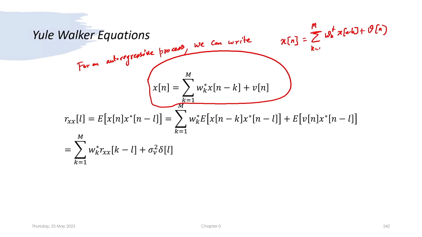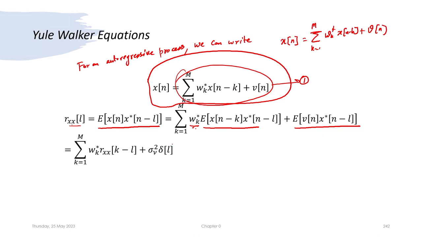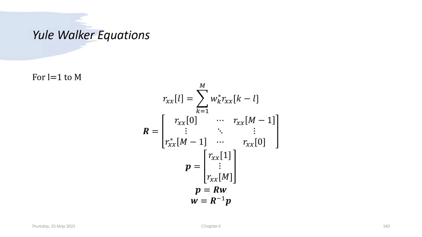Now, we want to calculate the autocorrelation function of the autoregressive process. We have done this earlier, so let us quickly do that. We want to calculate Rxx(l), the autocorrelation function at lag l. This is the definition of the autocorrelation function. If we replace xn with equation 1, the wk's are constant, so they come out of the expectation operator, and we get this plus this. And actually this is not sigma square delta, this should be vn xn minus l, and we have proven this.